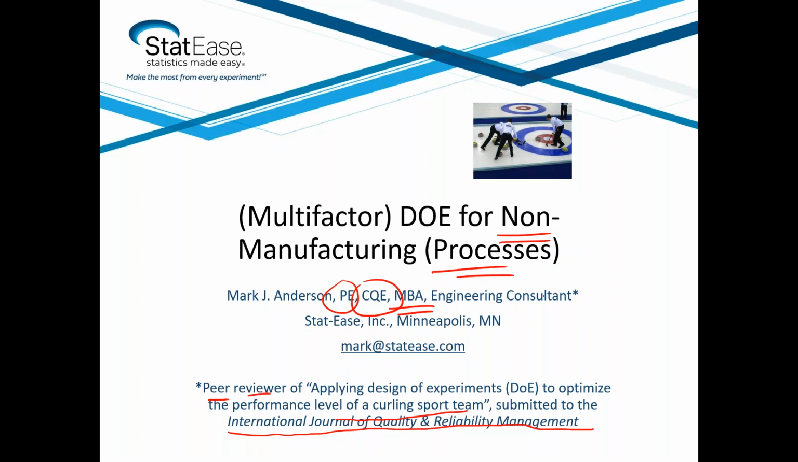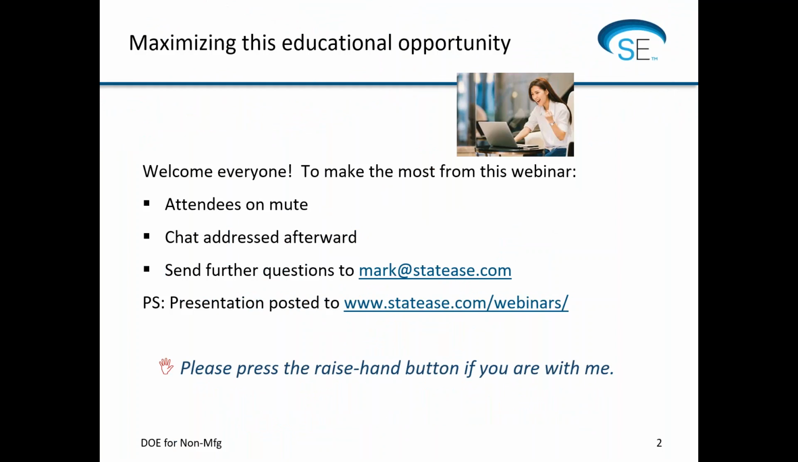Nevertheless, you can imagine all the different variables that would affect trying to get this stone on target, and how it might be possible to try some different things, some different types of equipment for sweeping, different techniques for the throwing of the stone, and things like that. So naturally, any type of process should be amenable to doing a multi-factor type of DOE. So that's my topic for today.